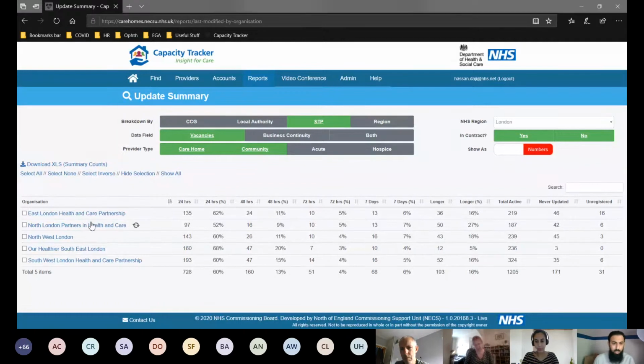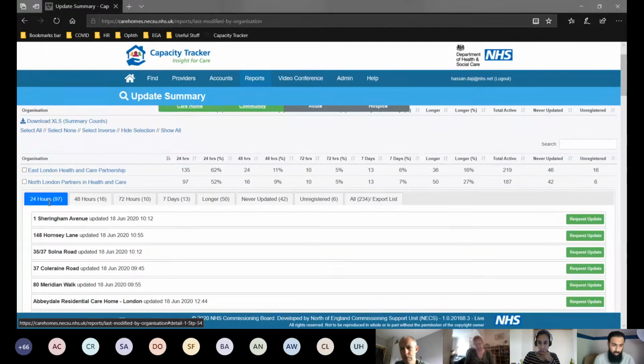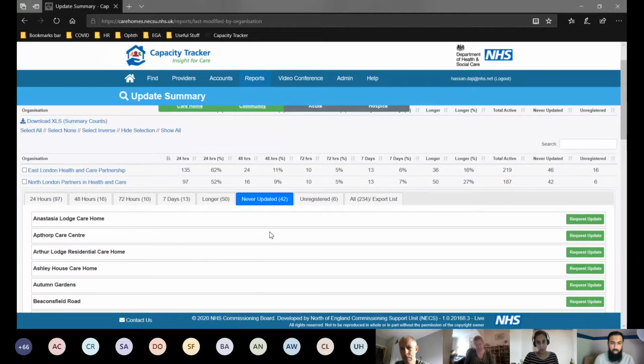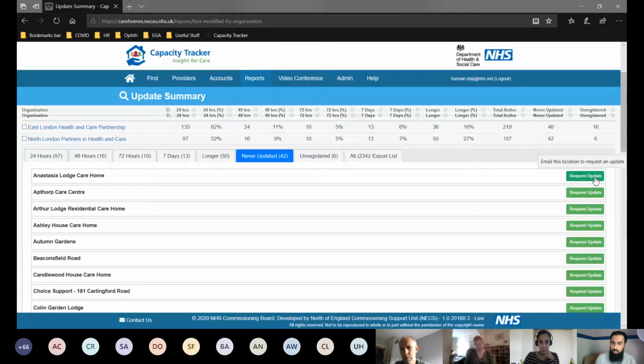If you click within each STP, it will tell you the care home and when they last updated. So these are the ones that get a sticker and a pat on the back because they've been completed in 24 hours. If you want to contact a care home that has never updated, there has been an additional button added recently. I don't know if you can read the pop-up. It says "email this location to request an update." That button will automatically send an update to the email address that's registered with that account.